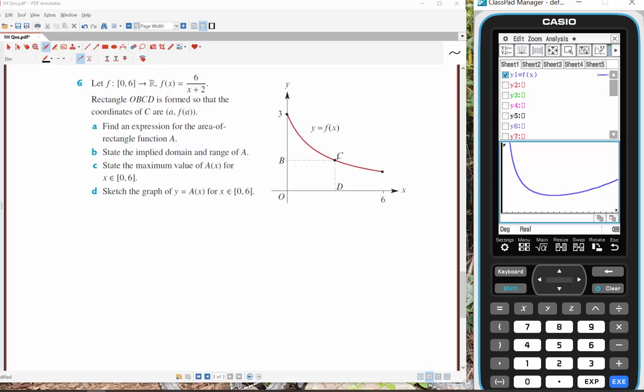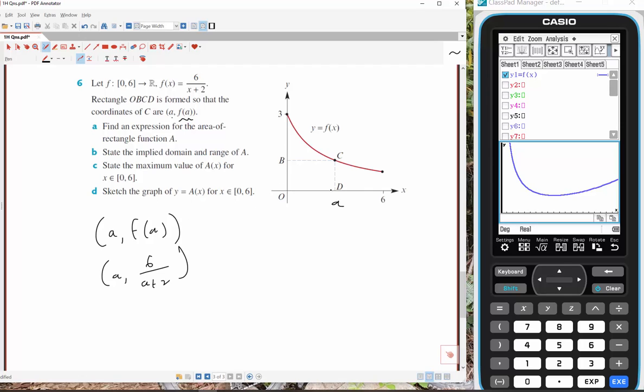Okay, so it's a hyperbola. We've got a rectangle, and what we're going to do is find the area of this rectangle. These are really common problems. So the typical approach will be: that coordinate there, the x value is a, and the y value is f of a. So it's going to be a, f of a, which is a and 6 over a plus 2. I've just popped a into f of x.